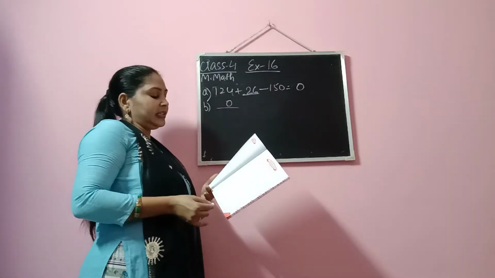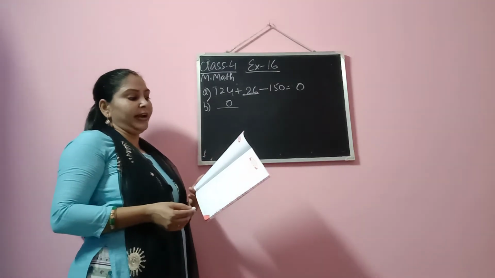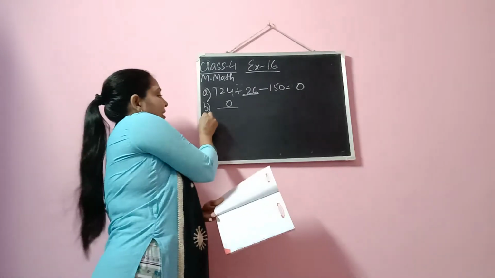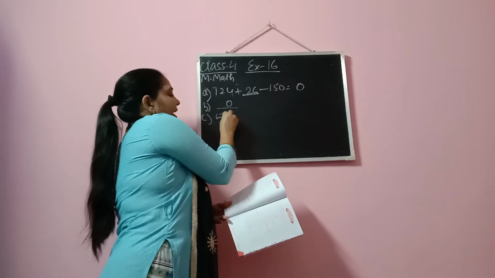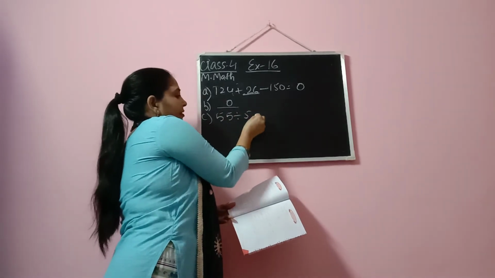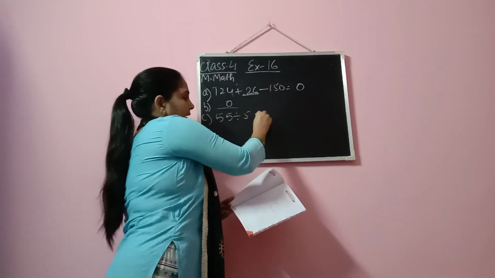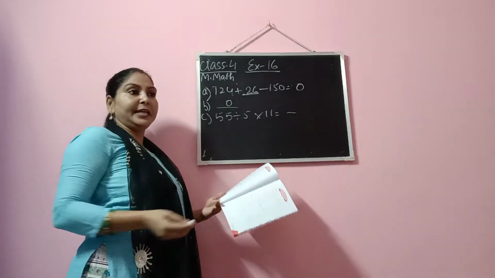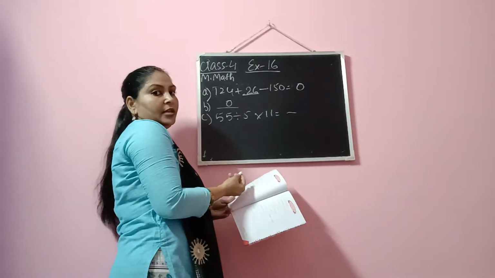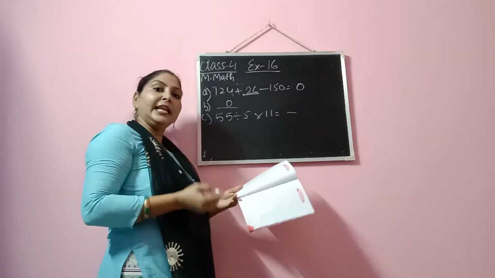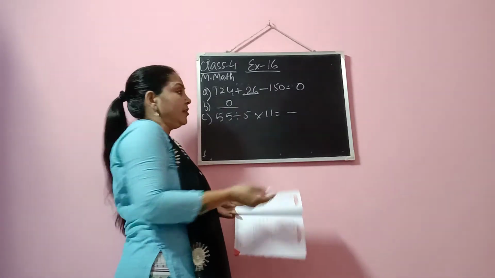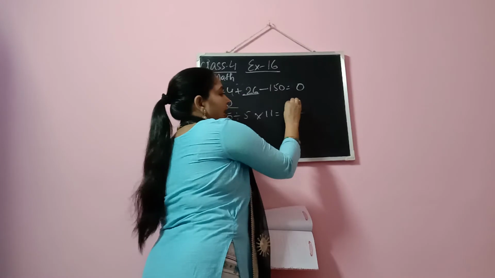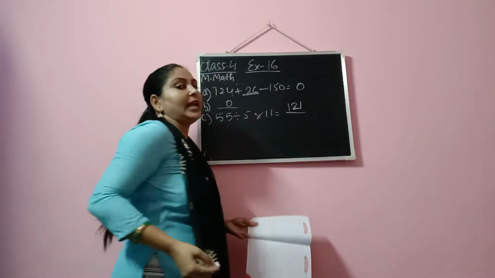Then we have the next question, 55 divided by 5. 55 divided by 5 is what? When we divide 55 by 5 and then multiply by 11, what comes? See, 55 divided by 5 is 11 only. And when we multiply 11 into 11, what do we get? The answer will be 121.